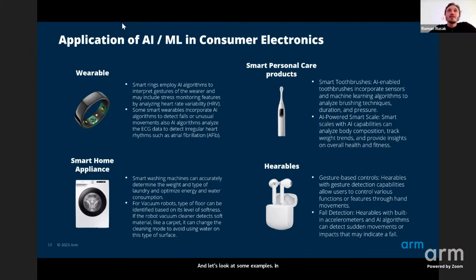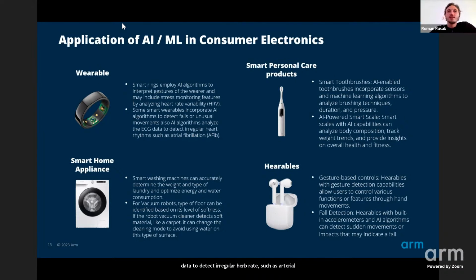In the wearable industry, we have smart rings that employ AI algorithms to interpret gestures of the wearer and may include a stress monitoring feature by analyzing heart rate variability. Some smart wearables incorporate AI algorithms to detect falls or unusual movements, and also algorithms to analyze the ECG data to detect irregular heart rate, such as atrial fibrillation.